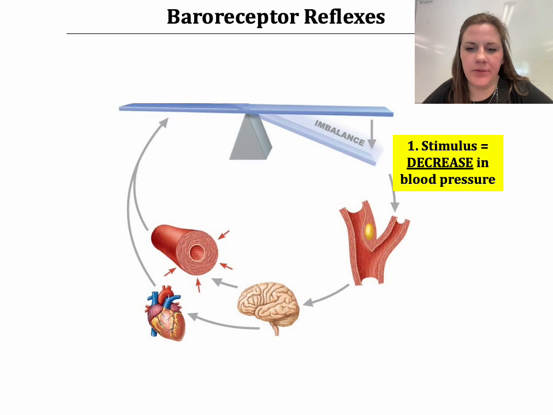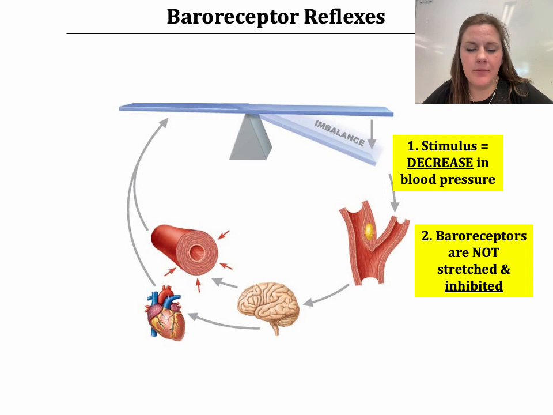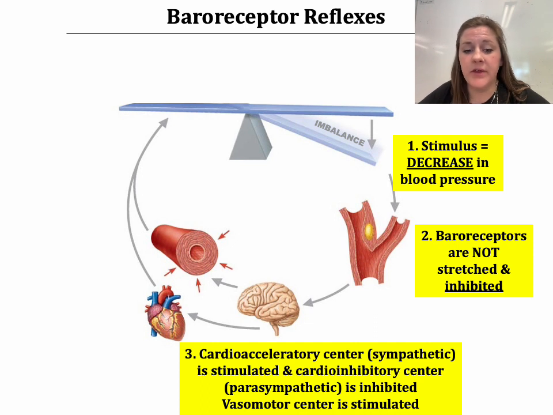Now we'll take a look at what happens when there's a decrease in blood pressure. That means the baroreceptors are not being stretched, they're inhibited, and the medulla oblongata can sense that. There's always input being provided from these baroreceptors to the brain, taking in information: stretched, not stretched, activated, inhibited, both types. Because there's no stretch occurring here, that's interpreted as a drop in blood pressure. That's going to activate the cardioexcitatory center, or the sympathetic nervous system, and also activate the vasomotor center.